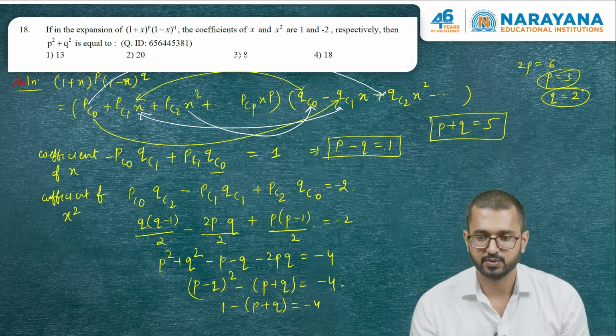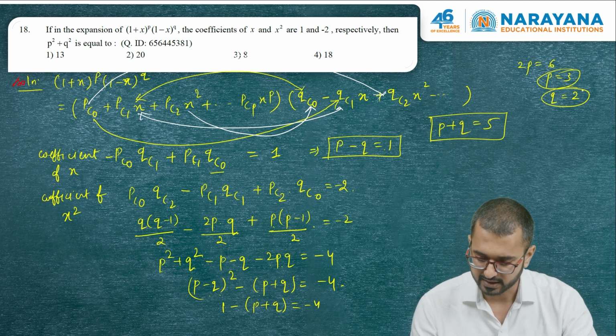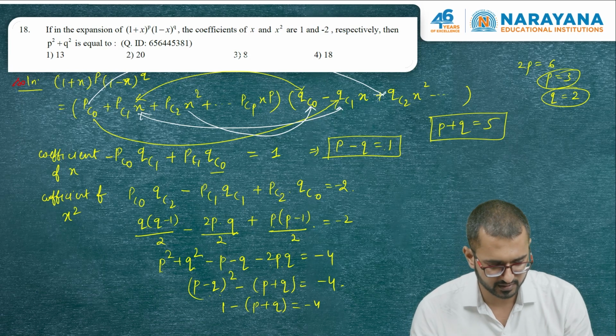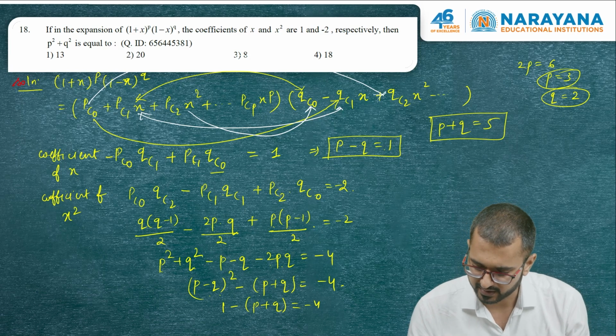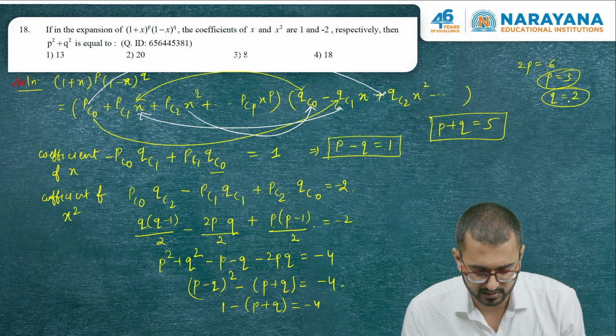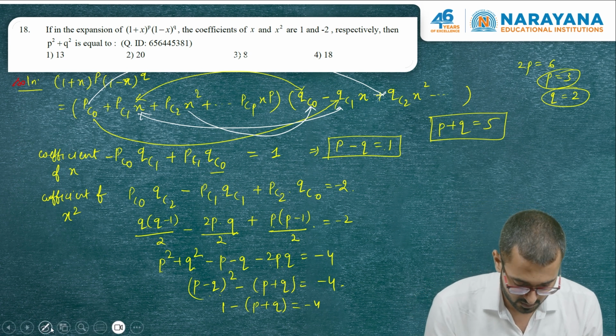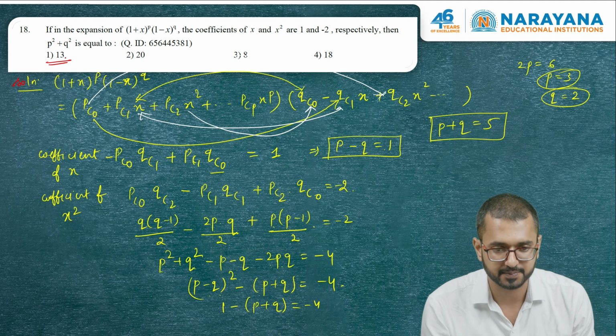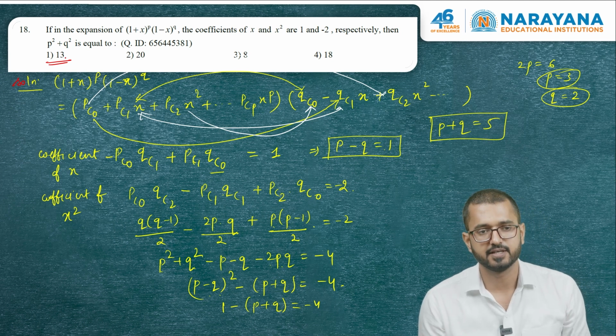So we got p is equal to 3 and q is equal to 2, and what we have to find out is p square plus q square. So yes, p square plus q square we can find out by writing 9 plus 4. That will give me 13. So here option A would be correct. We're getting 13. I hope this is correct.